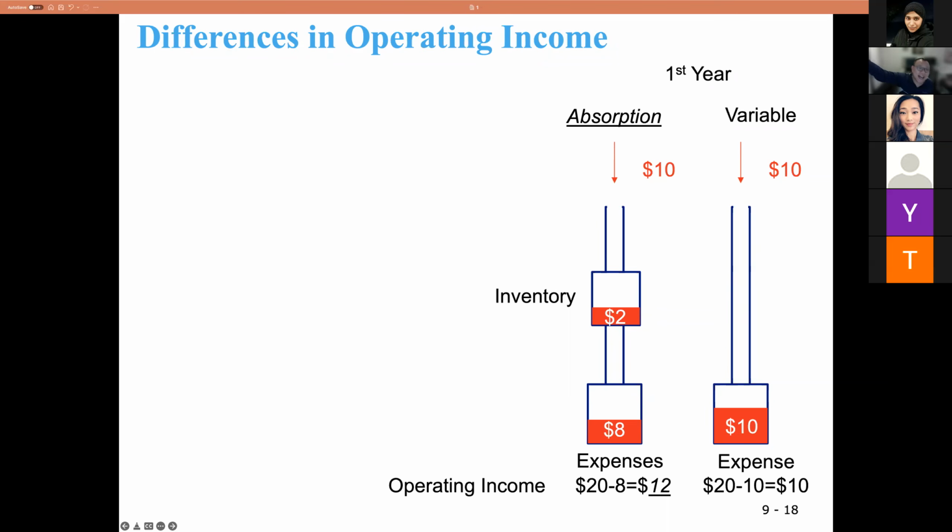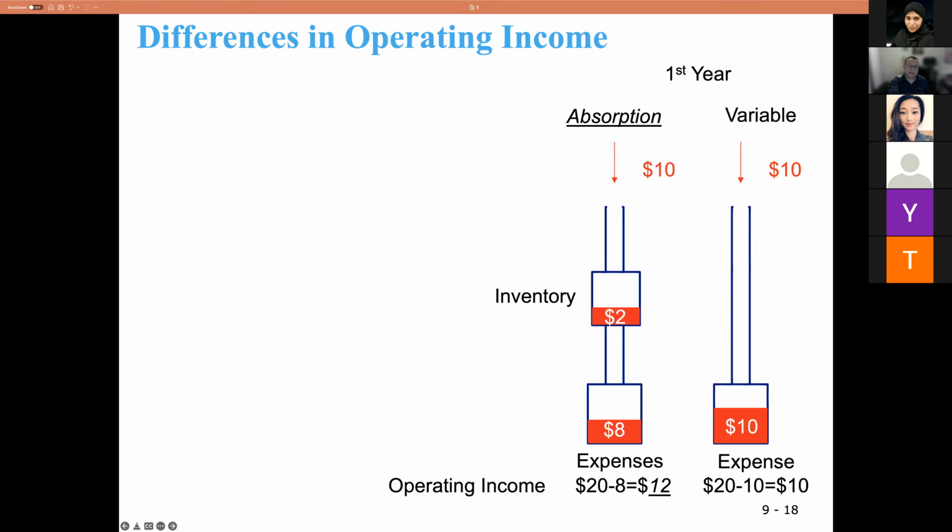While the 20% unsold are sitting in the inventory, right? The inventory cost will have part of that fixed manufacturing overhead cost. That's why that $2 sits in the inventory. So think about this as a pipe, right? The liquid does not run through completely. A portion of that is stored in the inventory. Only $8 runs through into the income statement.